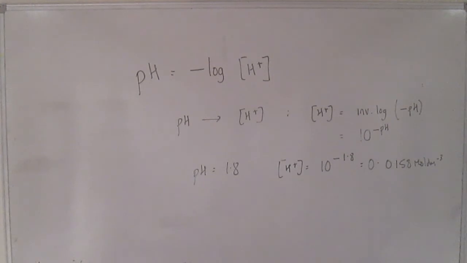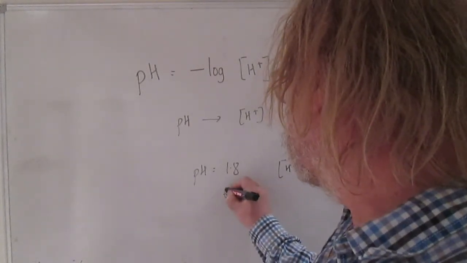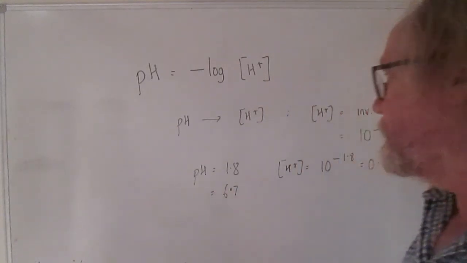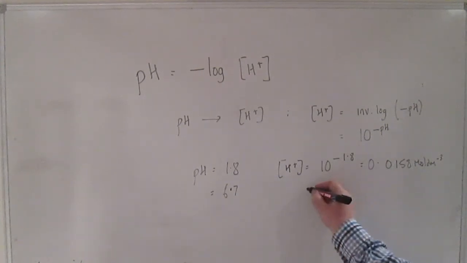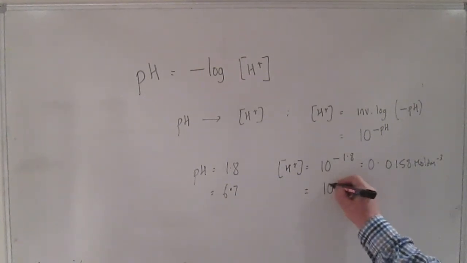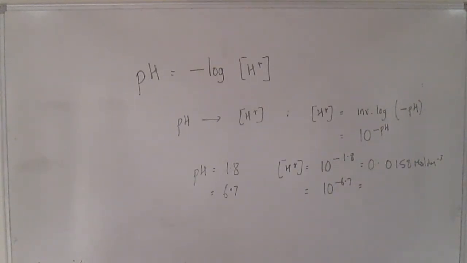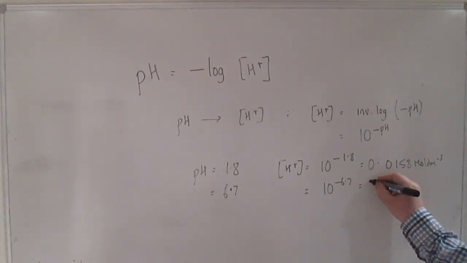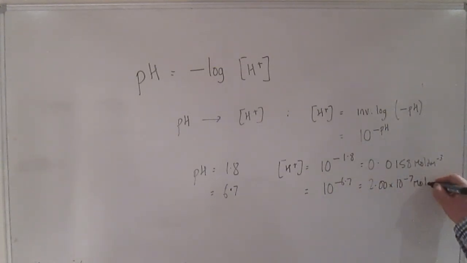Try another one. So 6.7, for example. So much higher pH, so you're going to expect the H plus concentration to be much lower. And if you plug that in, 10 to the minus 6.7, you get 2 times 10 to the minus 7 moles per dm cubed, which is, as we expected, a much smaller number.